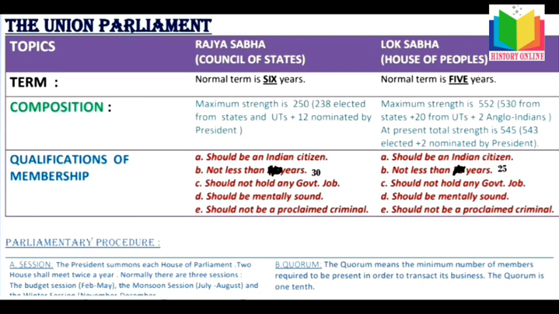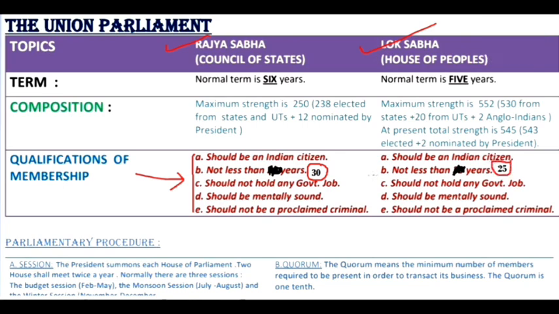And after that should be mentally sound, and should not be a proclaimed criminal. So all these are the qualifications of membership in Rajya Sabha and in Lok Sabha. All the qualifications are similar, only the age is different, where 30 years is the minimum age limit for Rajya Sabha, and here it's 25 years for Lok Sabha.